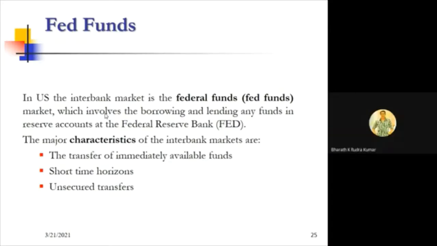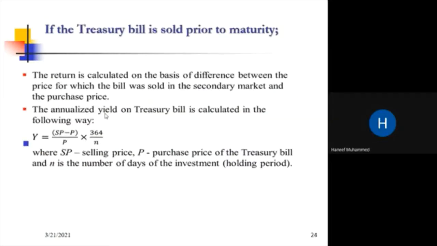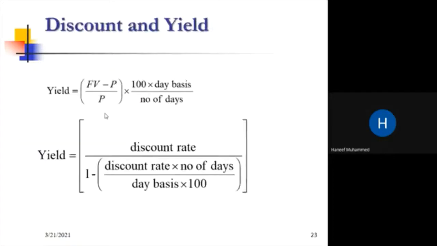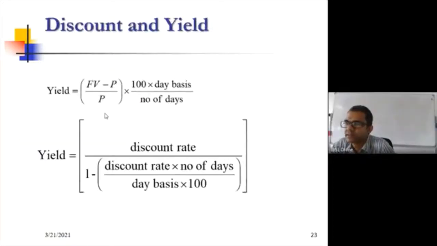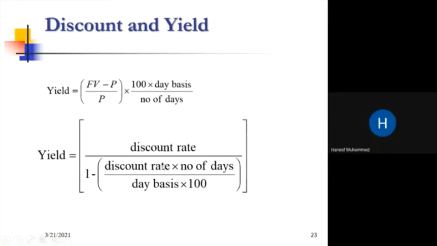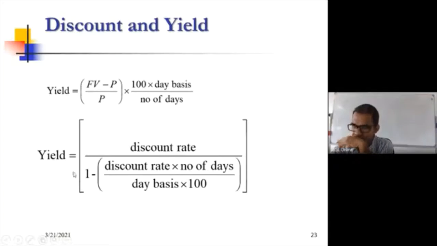Thank you. In that previous slide, the relationship between the yield and the discount rate, can you just revisit that part, please? Yes. This equation, the yield and the discount rate relationship that you are talking about. You can see here, yield is equal to face value minus P. This is the discount.